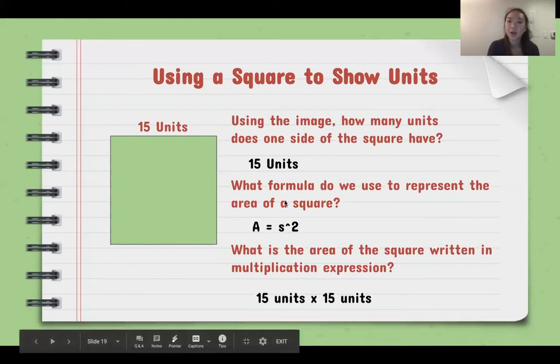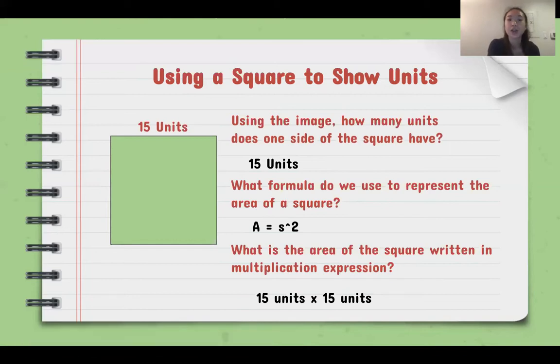All right, so we know that one side of the square is 15 units because that is shown right on top for us. So we didn't need the boxes for this one because it already gave us how many units it was. So since it was a square again, all sides are going to be the same. So 15 units on all sides of my square.